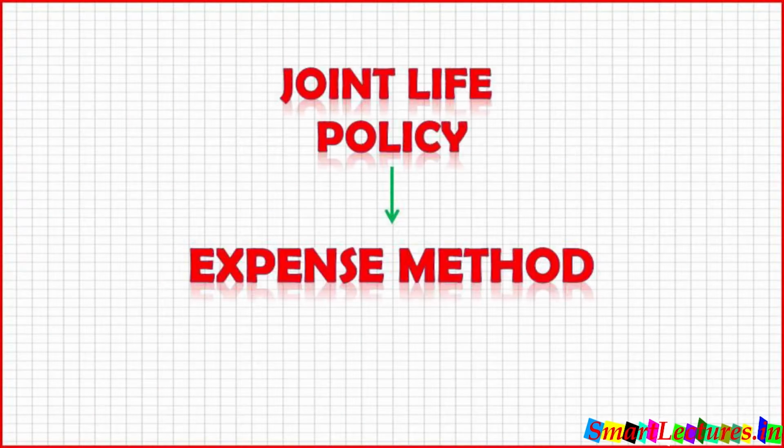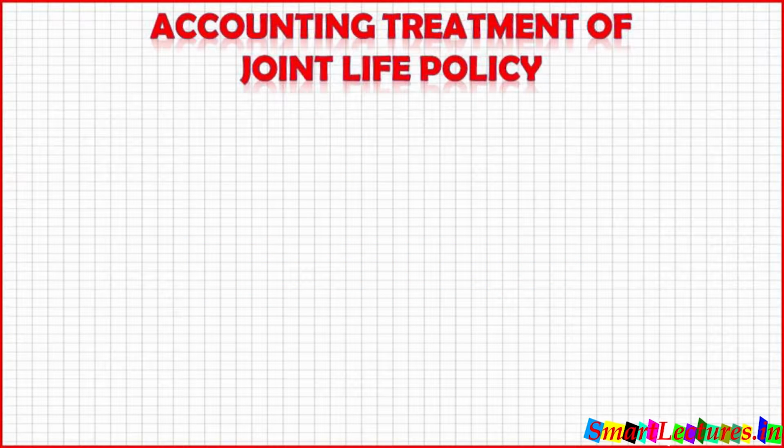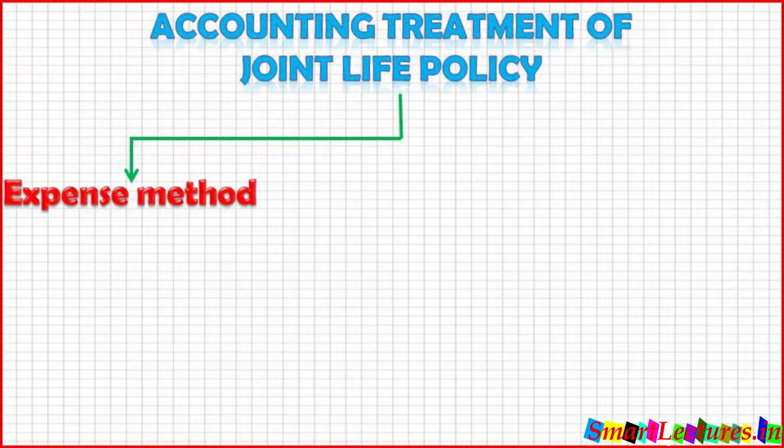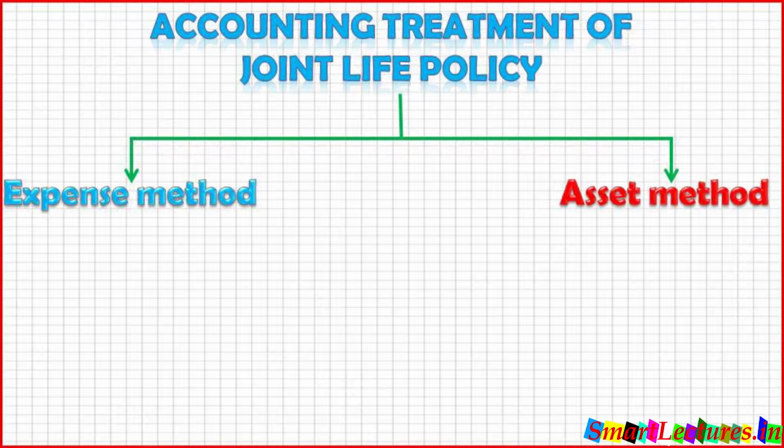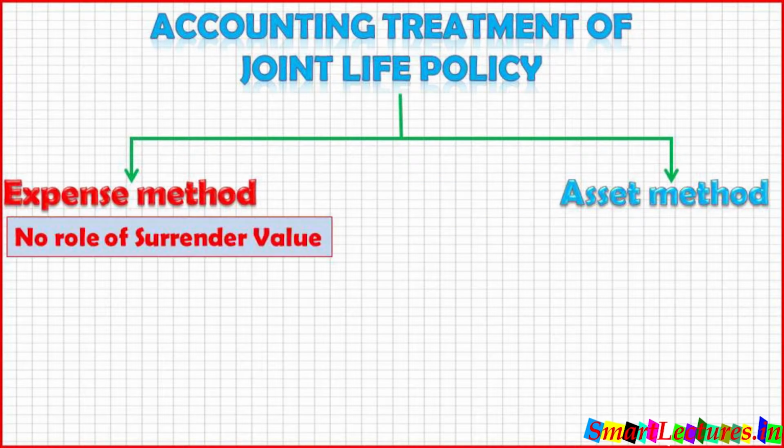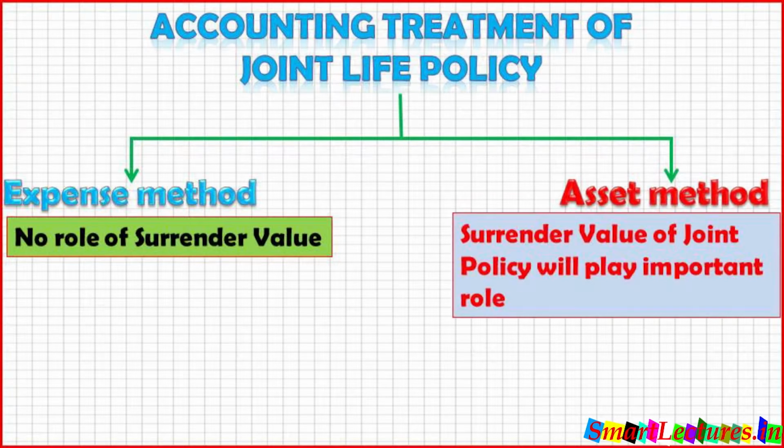In our previous segment, we had discussed the expense method of joint life policy. You know it very well that there are two methods of accounting treatment for joint life policy. One is the expense method and the second is the asset method. Now we are going to start the asset method. In the expense method, there was no role of surrender value. But in this asset method, the surrender values of the joint life policy will play a very important role.